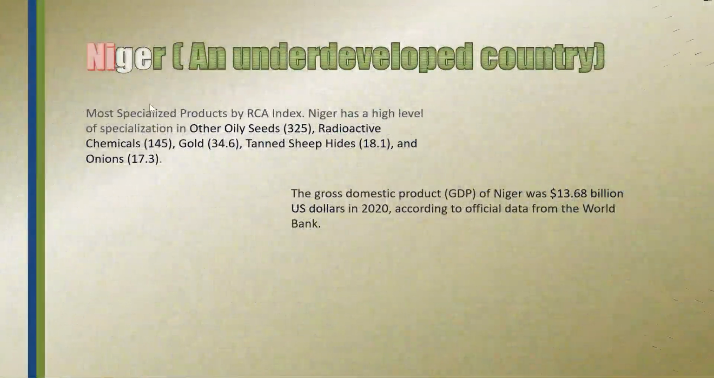Niger, an underdeveloped country, may have more specialized products by RCA index. Niger has a higher level of specialization in other oily seeds, 325, radioactive chemicals, 145, gold, 34.6, sheep hides, 18.1, and onions, 17.3. The gross domestic product (GDP) of Niger was $13.68 billion in 2020, according to official data from the World Bank.